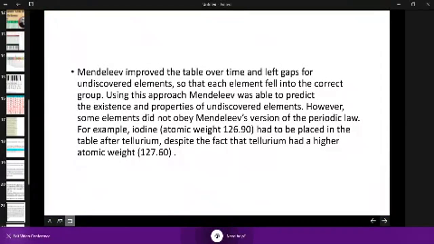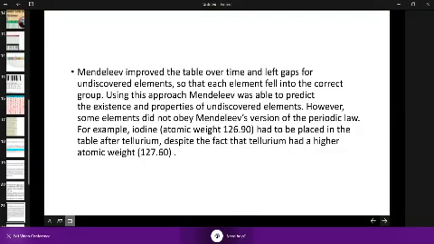So using this approach, Mendeleev was able to predict the existence and the properties of undiscovered elements. You can imagine, you could tell the future of a given element that would fall in a specific gap. However, I want to tell you that some elements did not obey Mendeleev's version of the periodic law. For example, iodine. Its atomic weight is 126.90. He placed it in the table after tellurium, despite the fact that tellurium had a higher atomic weight. So it couldn't match. So at a certain point, he failed to match the atomic weight with the properties.